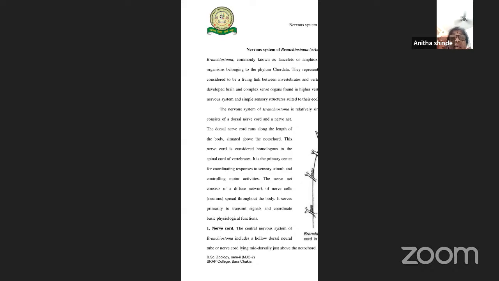Now next is the nerve net. The nerve net consists of a diffuse network of nerve cells spread throughout the body. It serves primarily to transmit the signals and also coordinate the functions. So the nerve cord, the central nervous system of the branchiostoma, includes a hollow dorsal neural tube or the nerve cord lying mid-ventrally just above the notochord.